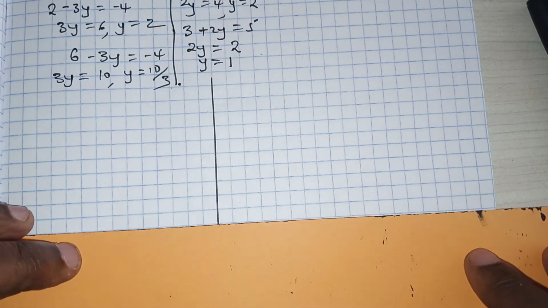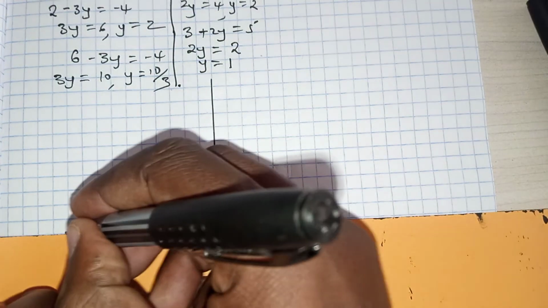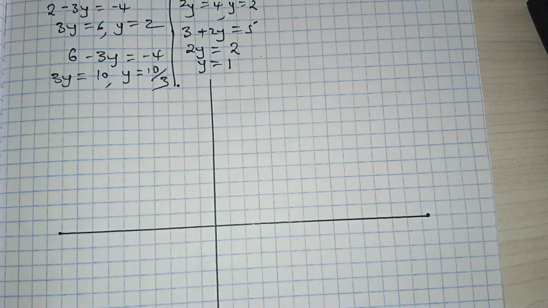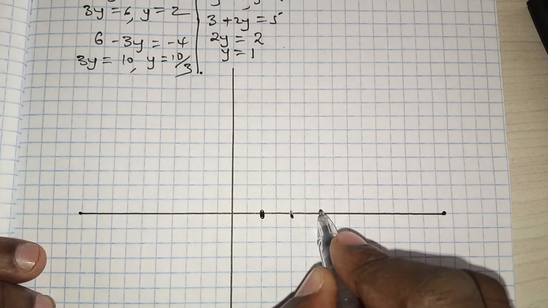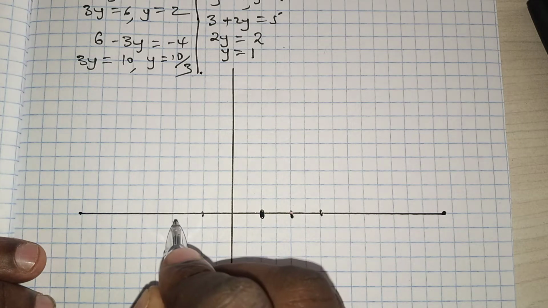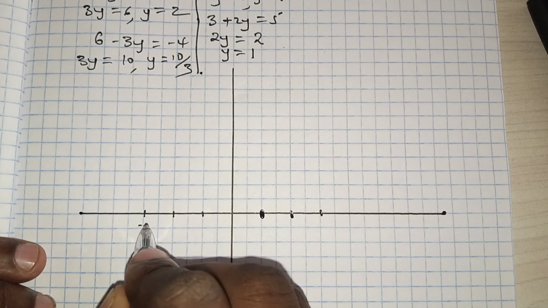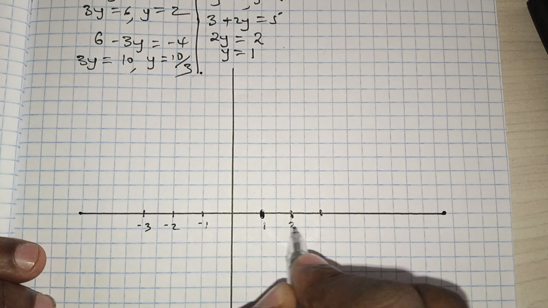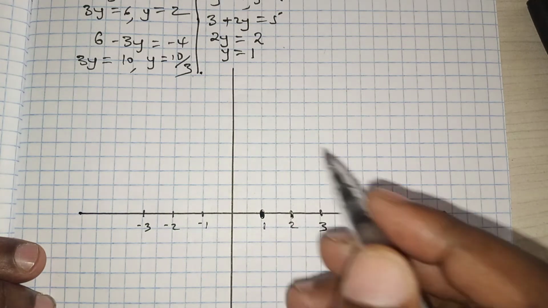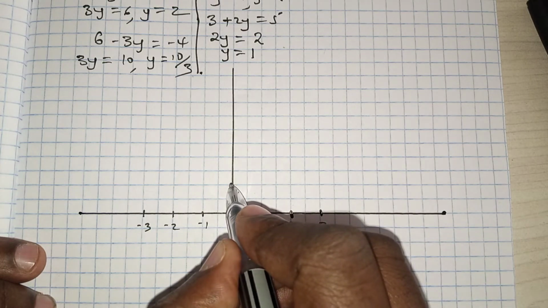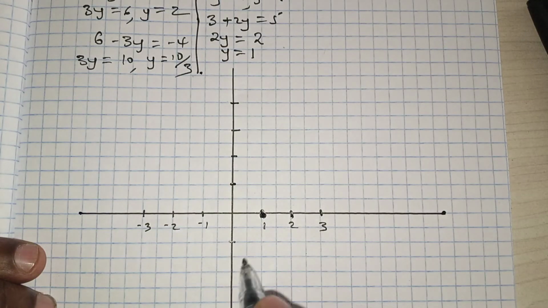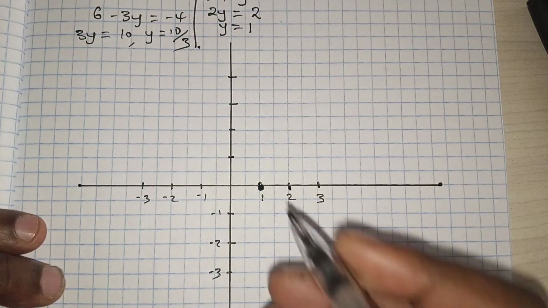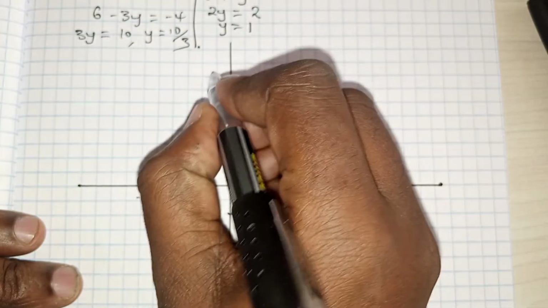Let's have the x-axis, and let us calibrate our graph. For x, we have 1, 2, and 3, and minus 1, minus 2, and minus 3. And for y, let's have 1, 2, 3, 4, and then minus 1, minus 2, minus 3. This is minus 1, minus 2, minus 3, and this is 1, 2, 3, and 4.